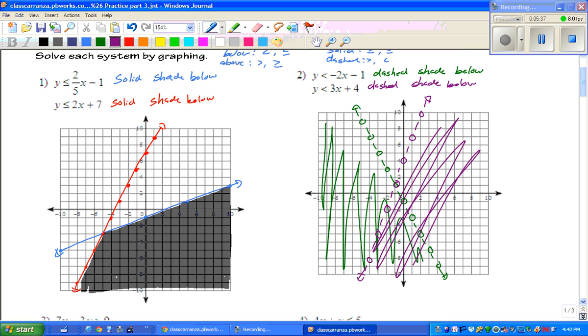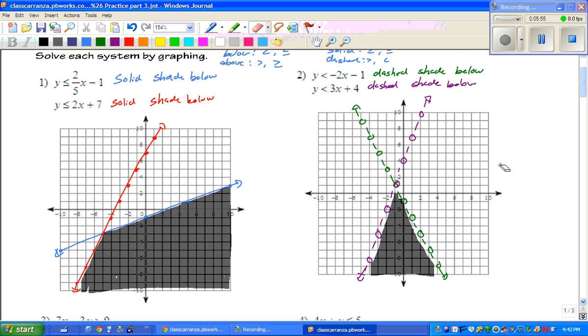But see how the two points come together? You've got this little triangle down here. That's the solution. That's where those graphs come together. So you can erase everything else. It's just that little portion where they meet.